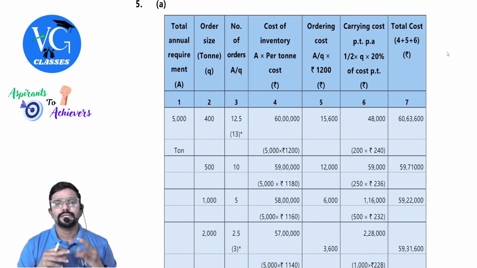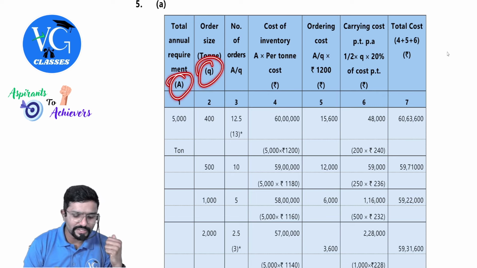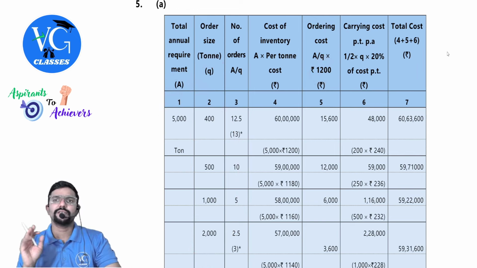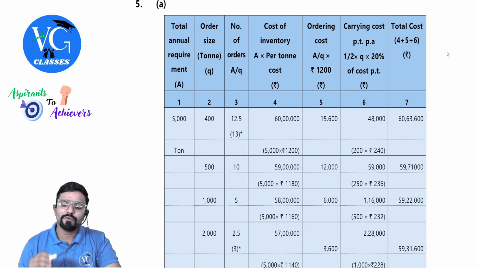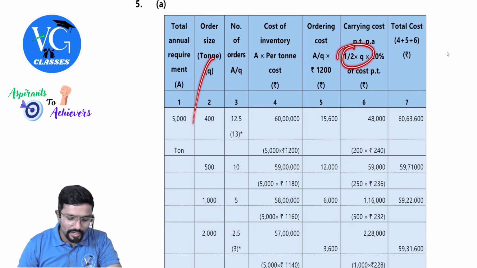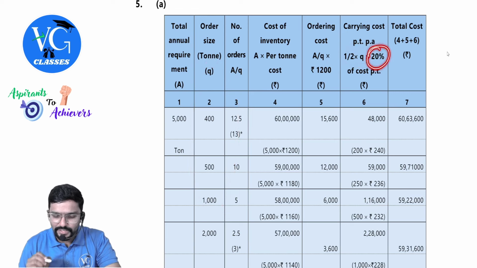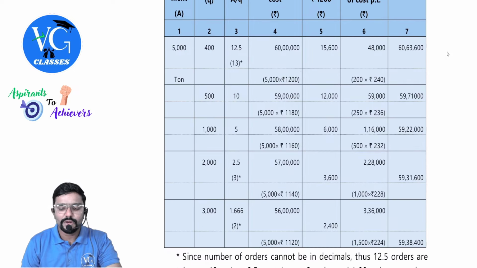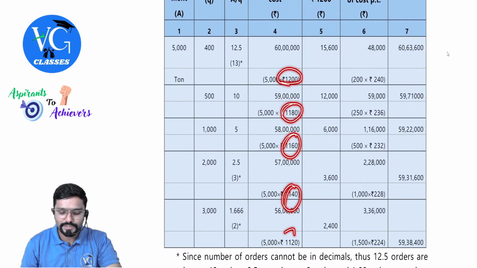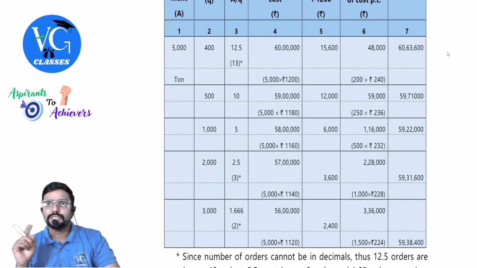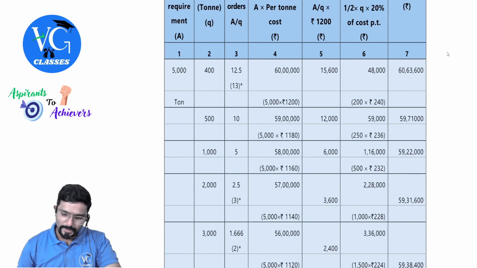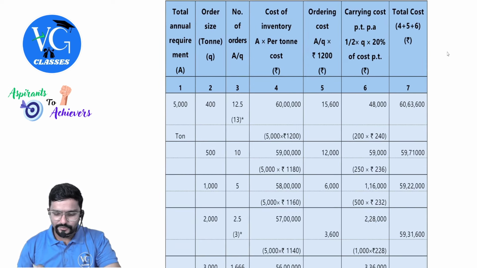Next, ordering cost: A by Q into 1,200. A is annual demand. Q is the order size, lot size, and 1,200 is the ordering cost, which is given in the question. Now coming to carrying cost: half into lot size into 20% of cost per unit. Whatever is the cost here, 20% of that price. Please take the respective cost in the respective rows. So it comes to 48, 59 like that and all.